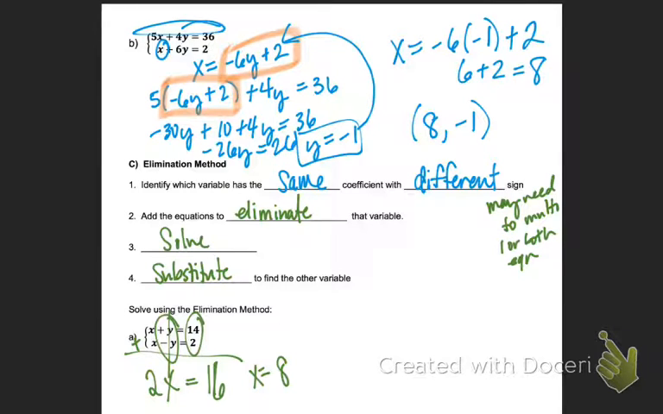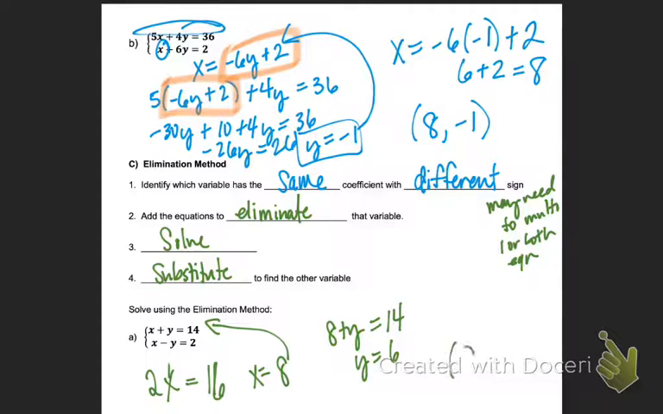From there, it doesn't matter which equation you choose. You can choose the top one or the bottom one, and you're going to substitute that 8 back into the original. So let's say I chose the top one. I would have 8 plus y equals 14. So y equals 6. My final answer would be (8, 6).